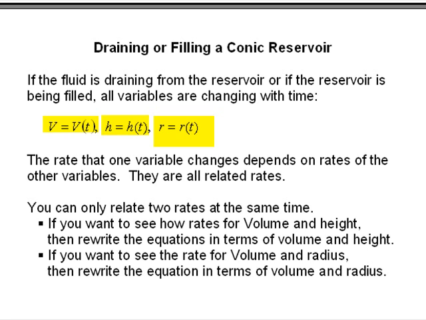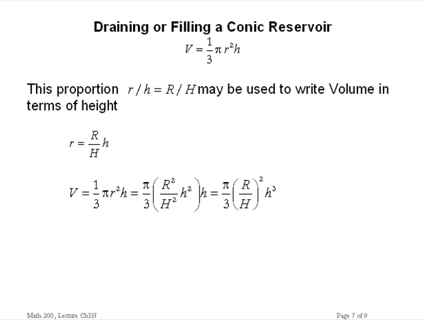If you want to see how the rate of volume and height are related, then rewrite the equation in terms of volume and height only. In other words, eliminate the r. If you want to see the rate in terms of volume and radius, rewrite the equation in terms of volume and radius. In other words, get rid of the h. And you do that by using that ratio. Okay, I'll show you how to do that.